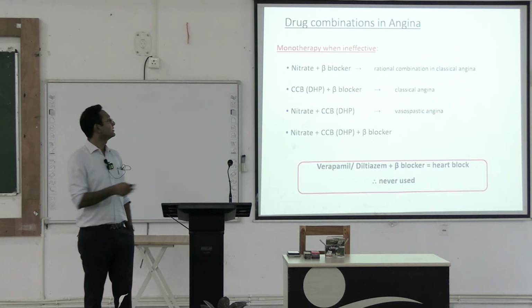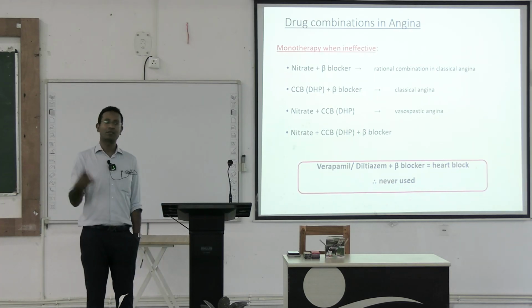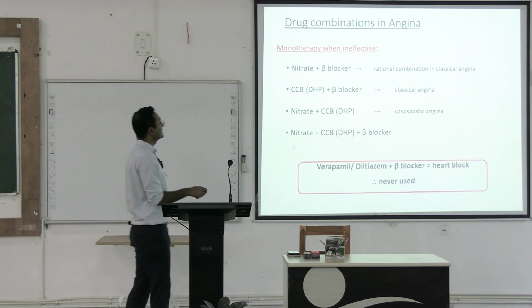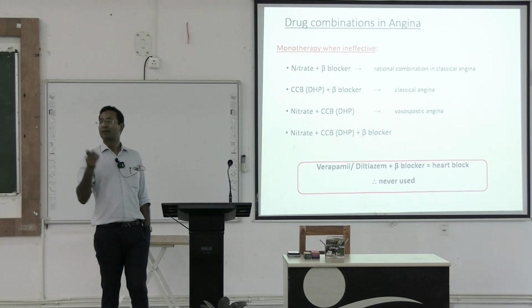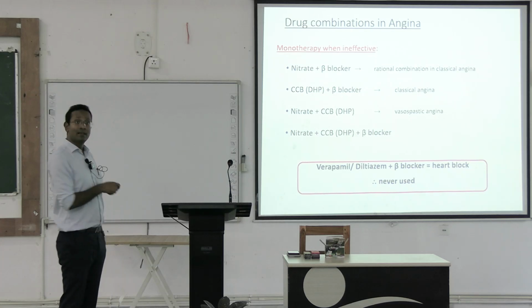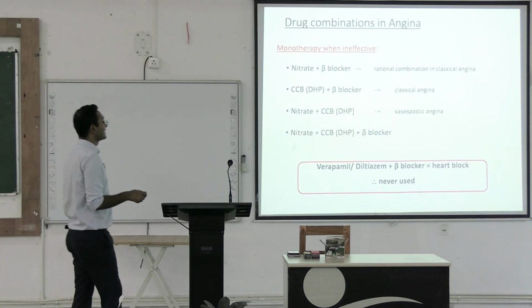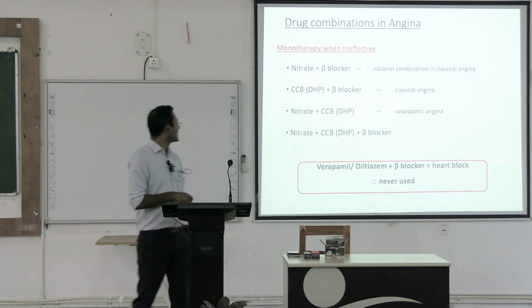Firstly, when monotherapy fails, nitrate plus beta blocker. This is the most preferred, rational combination in classic angina. The other option is CCBs, mainly DHPs, preferred are amlodipine or cilnidipine, with cardio-selective beta blockers in classic angina. But for vasospastic angina, nitrates with CCBs are preferred.